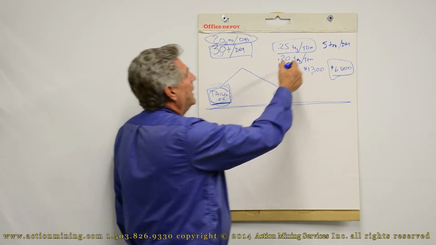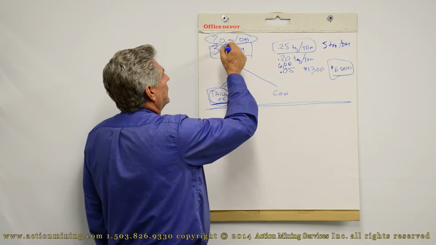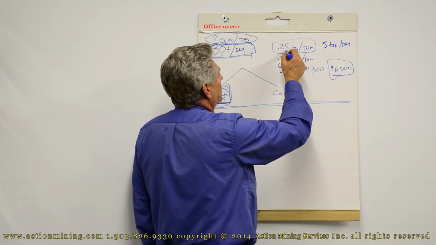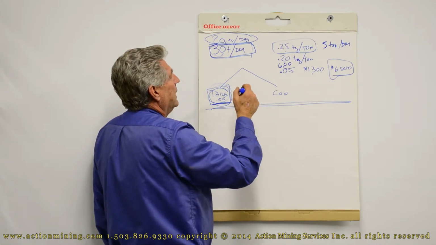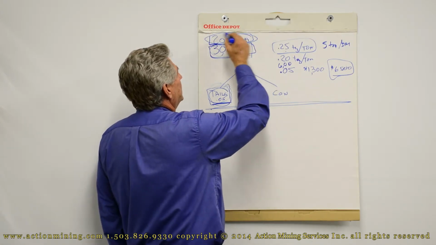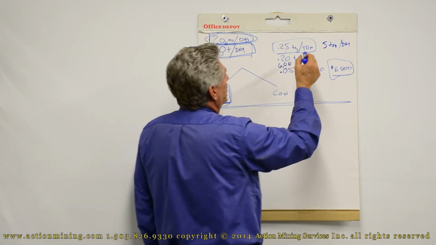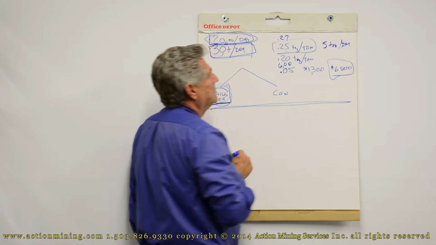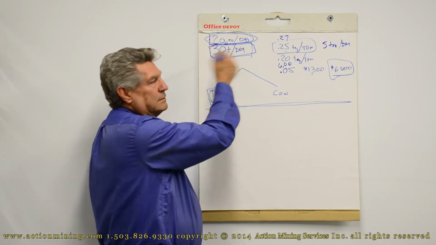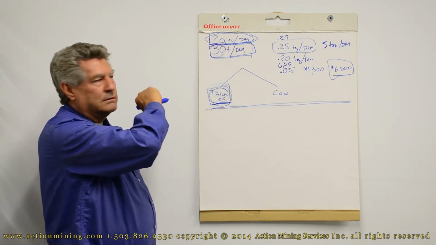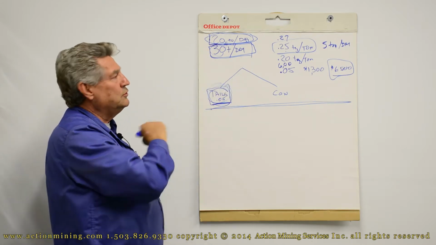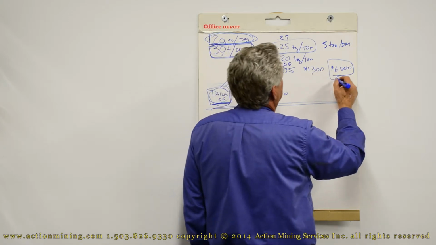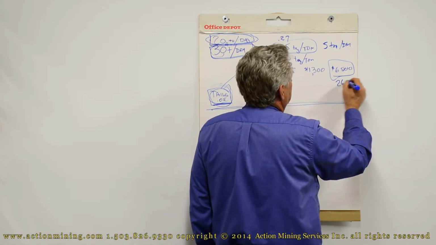Now, if I was running 30 tons a day and I was getting a quarter of an ounce, and then I slowed it down to 20 tons a day and I was getting maybe 0.27, economics aren't there. I'm going to throw that 0.02 away. That isn't enough. 0.02 is $26.